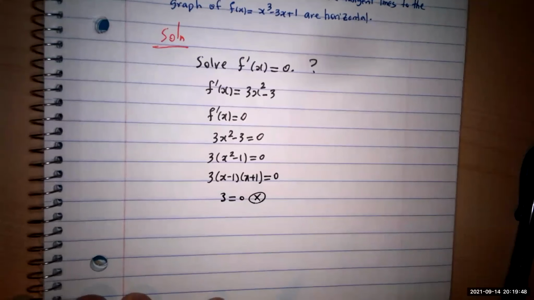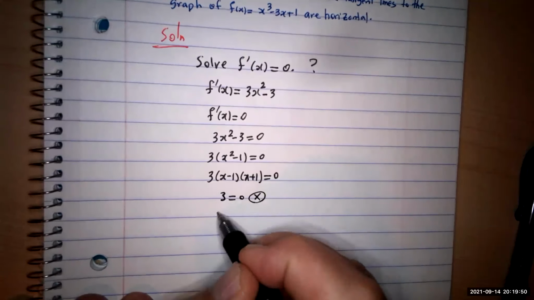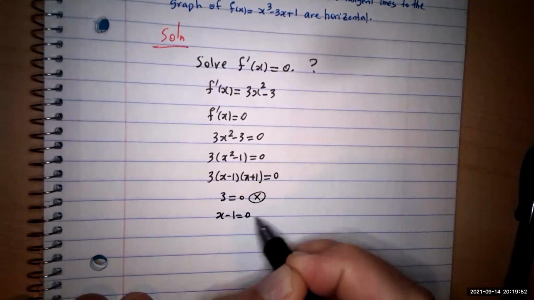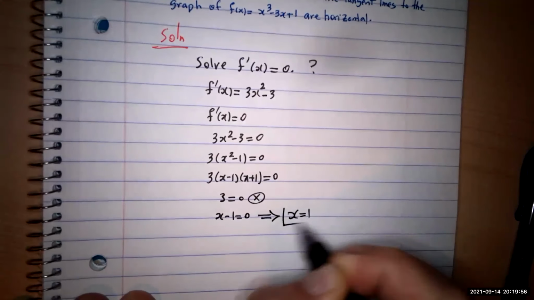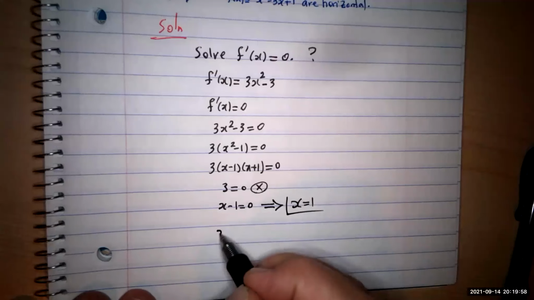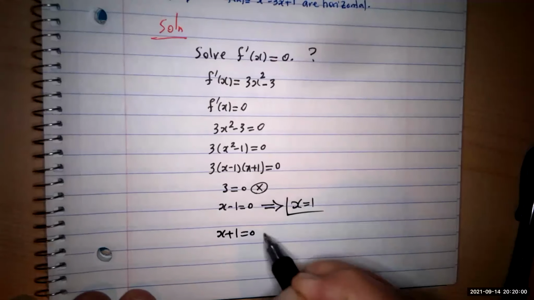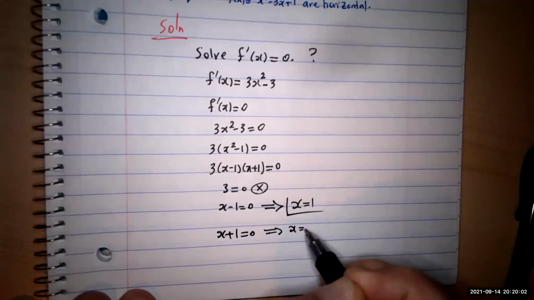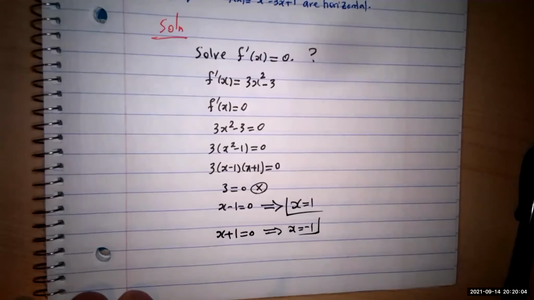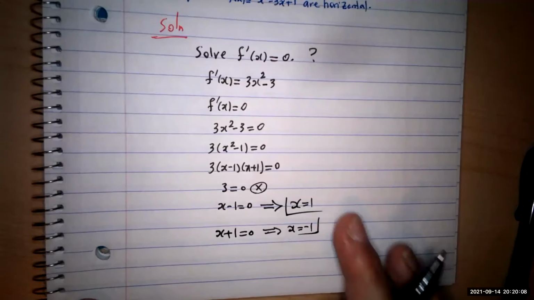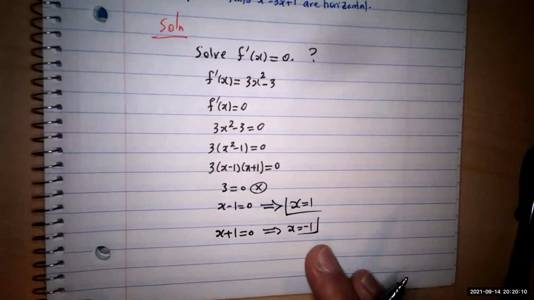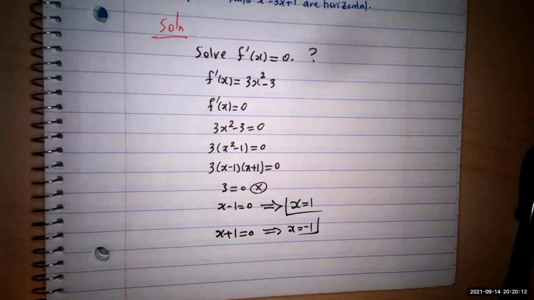So that's impossible. But x minus 1 equals 0 gives you x equals 1, and x plus 1 equals 0 would give you x equals negative 1. There you are. So you have two horizontal tangent lines. At x equals 1 and x equals negative 1, the tangent line to the graph of this function would be horizontal.